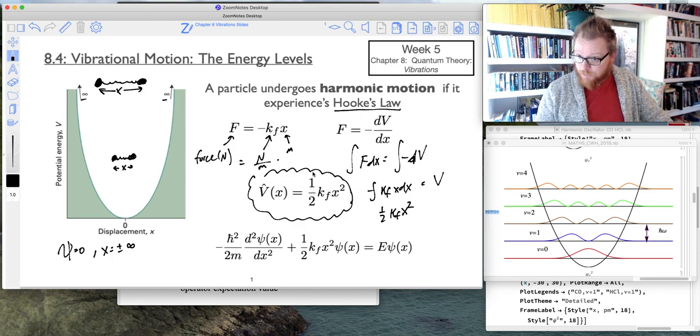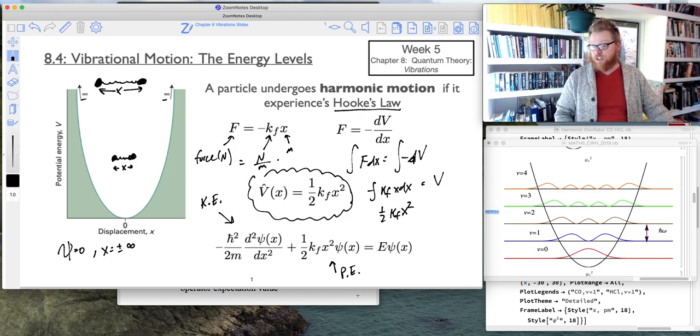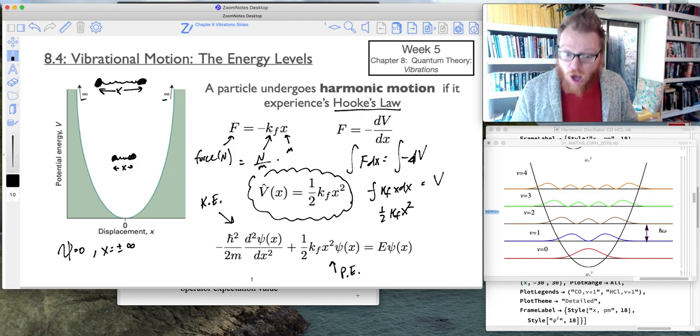Now if I build up the Schrodinger equation here, you all know how we do this by now. We've got our kinetic energy term, KE, where we know that's negative h bar squared divided by 2m times the second derivative of psi. And then we can build in our potential energy term, PE, using Hooke's law for harmonic motion.